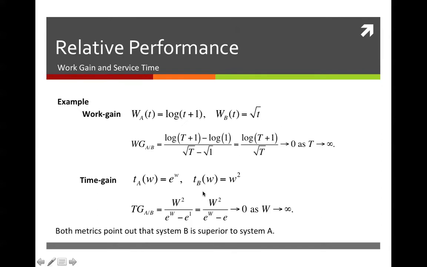Now, before I go to that, maybe I'll just give you this example. So here's the work gain and time gain illustration. If I put the work functions to be these two functions here, then the work gain of A over B would be log t plus 1 minus log 1 divided by square root of t minus square root of 1. We simply put these work functions in the numerator and the denominator. That's how we compare them. And then we get this expression.